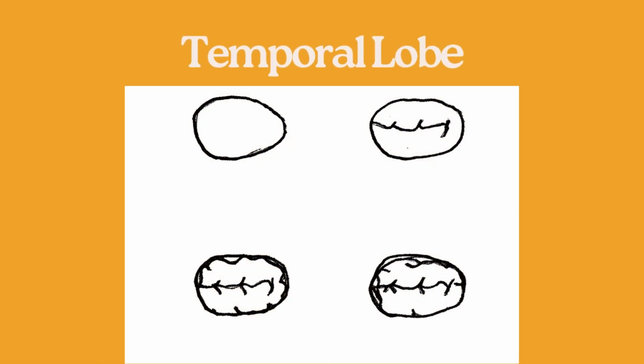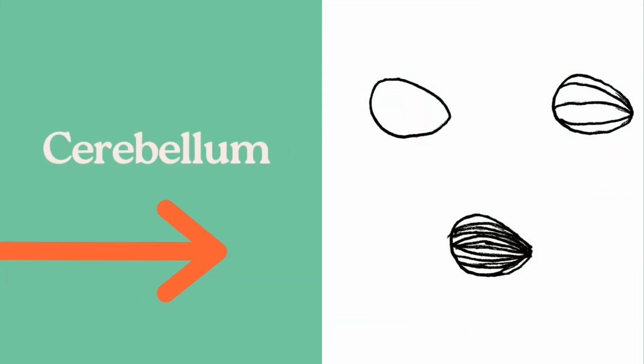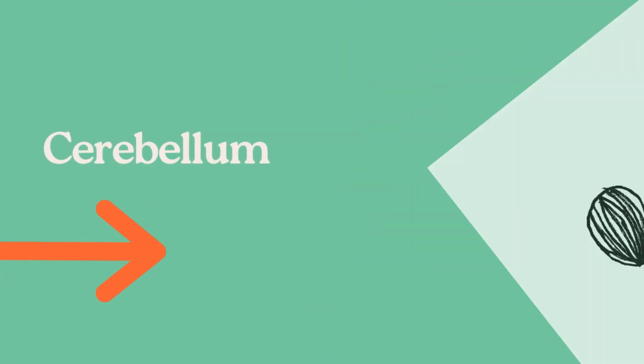Under the parietal lobe is the temporal lobe. Draw a horizontal oval the same size as the parietal lobe. Under the occipital lobe and part of the temporal lobe is the cerebellum. Draw an egg-shaped oval leaning to the right.